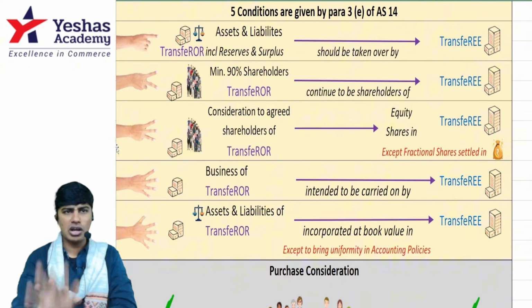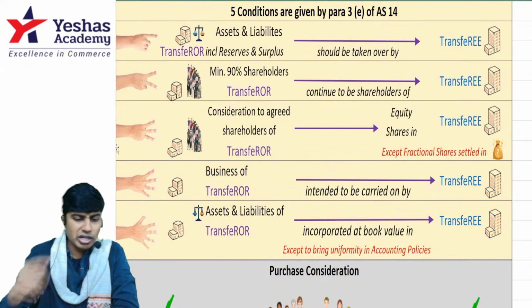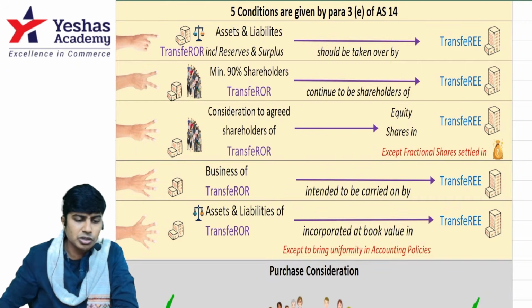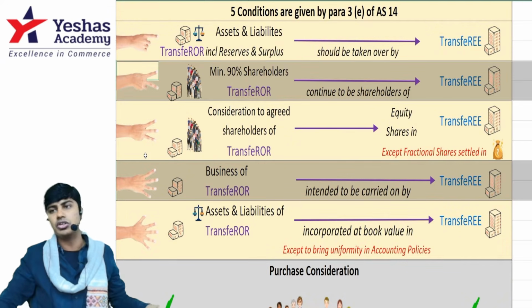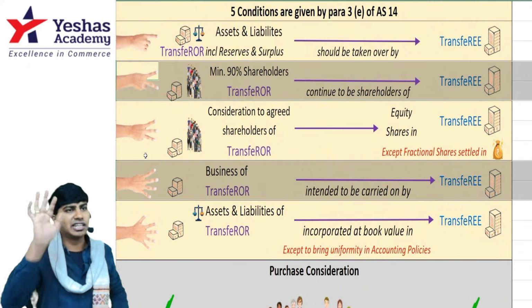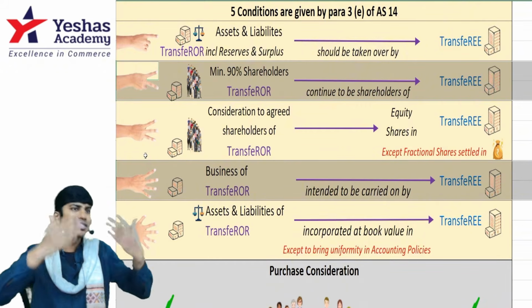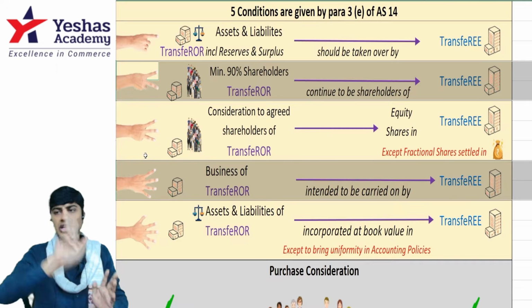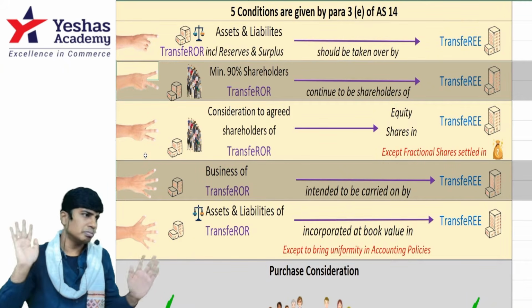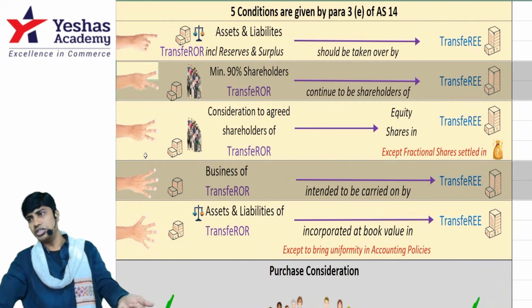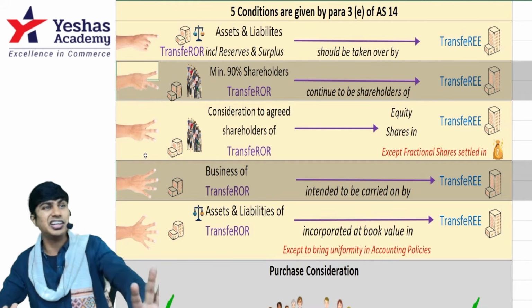For the purpose of accounting, we will check only 3 because 2 conditions cannot be checked in our exam. One condition which cannot be checked is whether the business is continued or not. Whether 90% of the shareholders are continuing or not, we cannot check. We'll only check: are all assets and liabilities taken over? Is it at agreed value? Is it at book value? Number 3, is the purchase consideration settled by issue of equity shares only? If these 3 are fulfilled, merger. If one of these 3 is not satisfied, purchase. They'll usually give the information outright. If they don't give it, you should be able to remember this, apply this, and then identify whether it is merger or purchase.